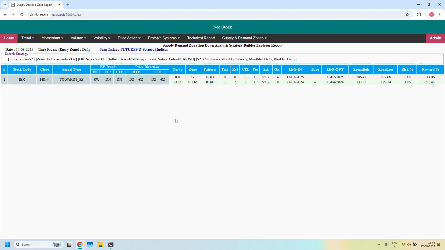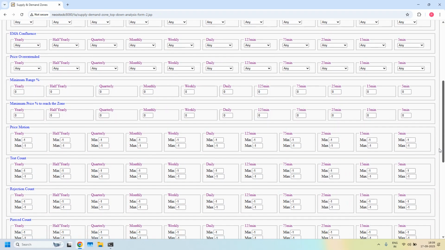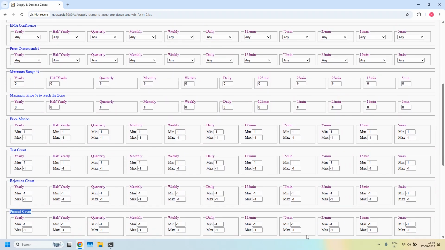Okay, next let us look into weekly income trade reports. Weekly income trade entry time frame 75 minutes, entry zone, demand zone, bullish, bearish, sideways at 75 minutes. I am selecting sideways long trade setup, zone achievement VOZ, minimum order enhance score 11, and 75 minutes demand zone should not be pierced. So in the pierced count, 75 minutes time frame, I am setting minimum value 0, maximum value 0. That means pierced count is 0.